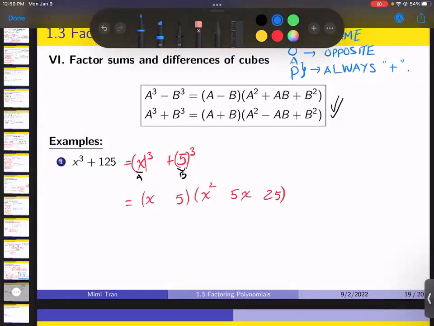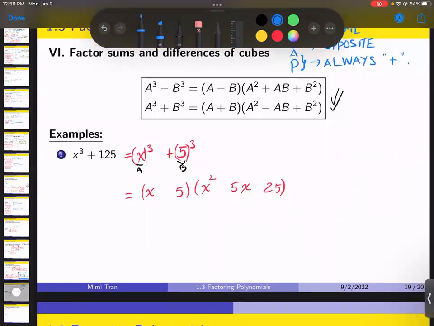Can someone tell me the sign? Minus, same. No. Oh, plus, right? Same. Opposite of plus is minus. Opposite always positive. Always plus.